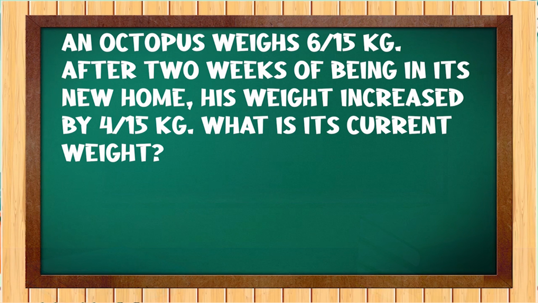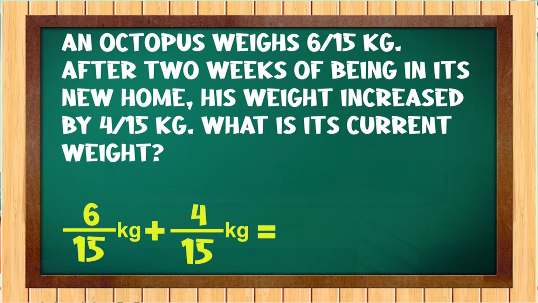Boys and girls, which word in this problem told you what operation to use? Did you say increased? You are absolutely correct, because initially we identified increase as one of the words associated with addition. So we have to add the old weight plus the new weight to find out how much the octopus weighs now. So we have to add 6/15 kg and 4/15 kg.